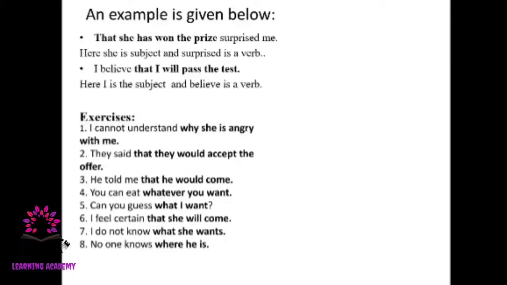See here. Examples are given. That she has won the prize surprised me. Here she is the subject and surprised is the verb. Verb means action. You should find an action in that word. See, surprised, that's an action verb. I believe that I will pass the test. Here I is the subject and believe is the verb. So these are small sentences, right? You can easily find out the subject and the verb.